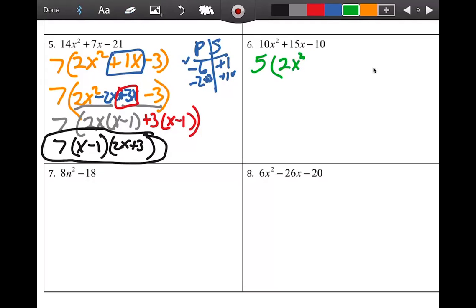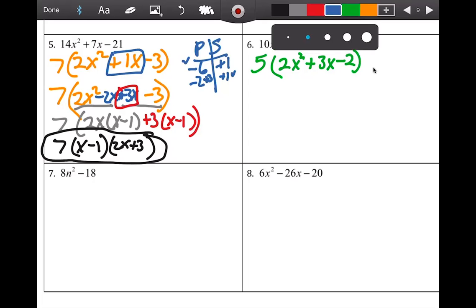2x squared plus 3x minus 2. Perfect. I like it. Okay, so we got the GCF out.